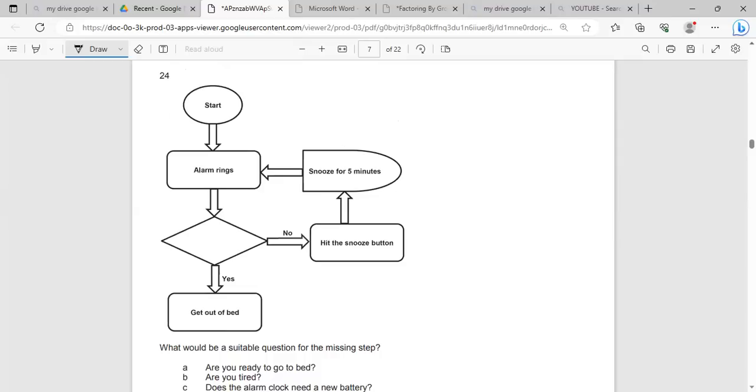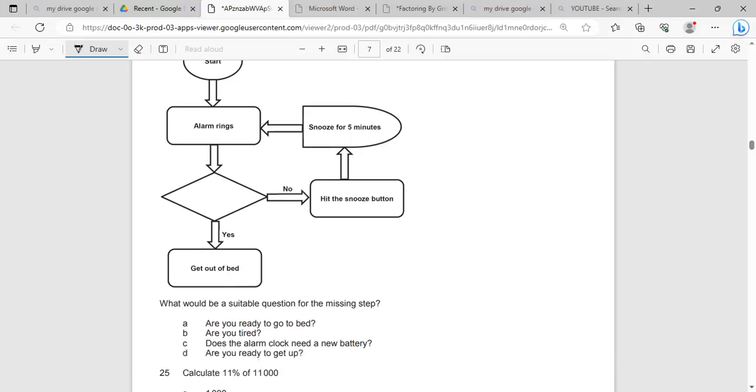So it starts with an alarm. What would be the suitable question for the missing step? So the start, the alarm rings. Boom. The alarm rings. What next? Are you ready to go to bed? No. If the alarm rings, you don't need to go to bed. Are you tired? Yes. Get out of bed. No. Does the alarm need a new battery? No. It has to be D. Are you ready to get up? Yeah. So that would be, are you ready to get up? And so that's D.